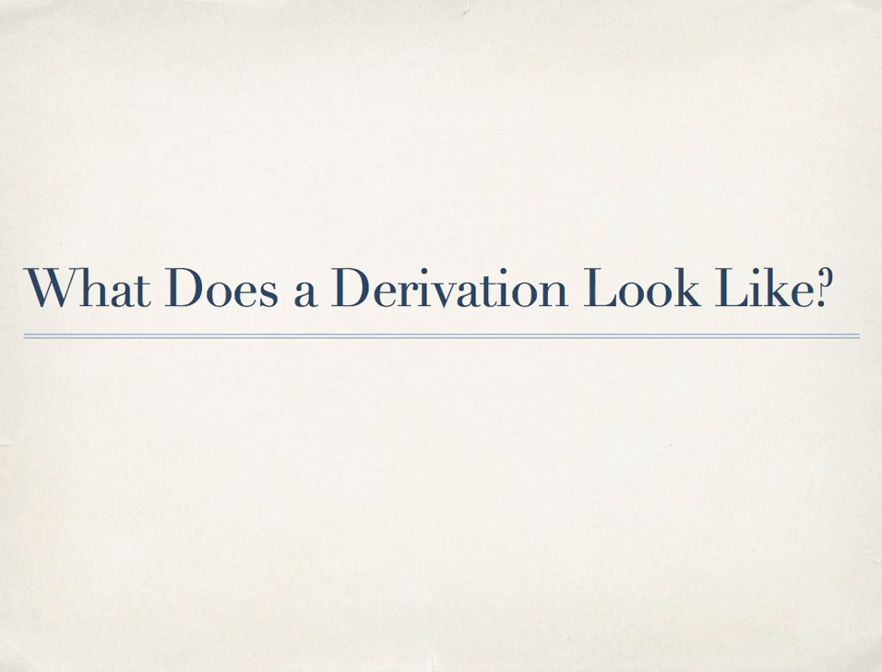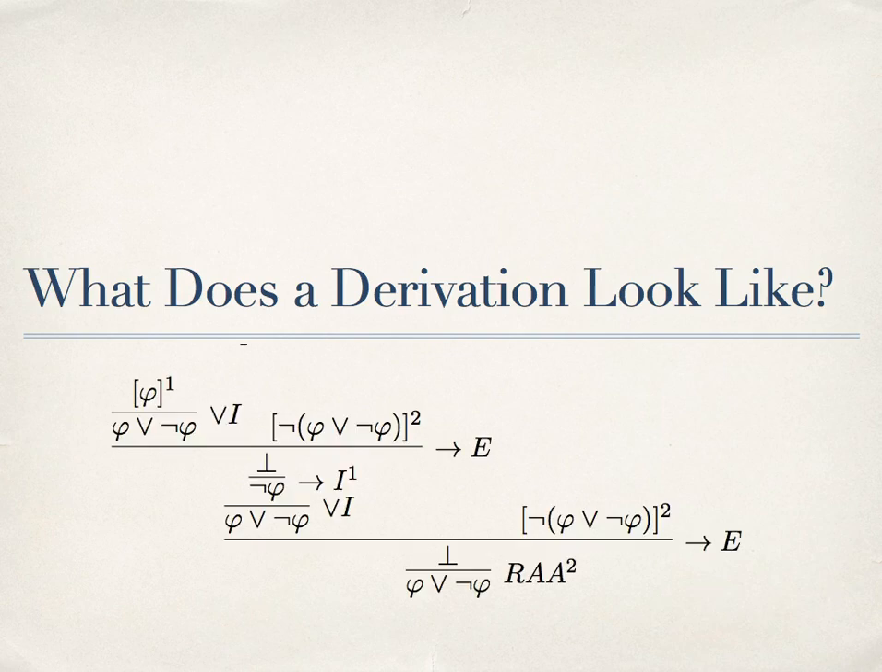Before we get into the details of what rules we need to apply and use to construct such derivations, you might want to know as a preview what these derivations look like. And here is an example of a rather complex derivation. So here you see that derivations have a tree-like structure. The conclusion comes at the bottom. So here is the conclusion right here.